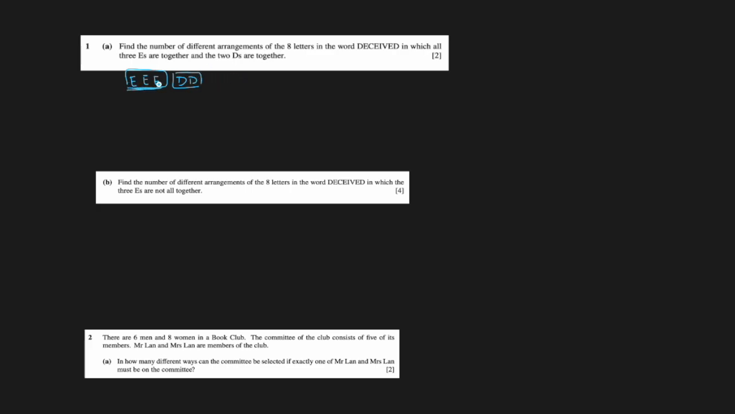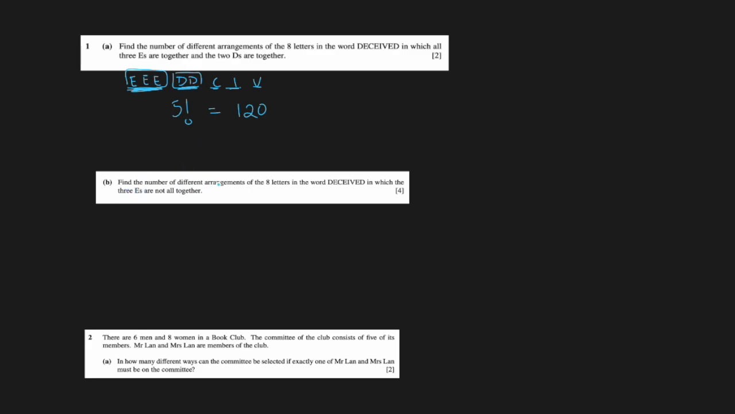So these 3 E's become one body now, these 2 D's become one, and of the other letters, how many are left? If there are 8, then 3 more will be left. Let me see, what are they? C, I, and V. So they are 1, 2, 3, 4, and 5. 5 different parts now. They can change their places with each other. Whenever 5 objects can change places among themselves, we write 5 factorial as their arrangement. And that's the answer here, 120. We don't have to worry about what is inside the boxes, straightforward.